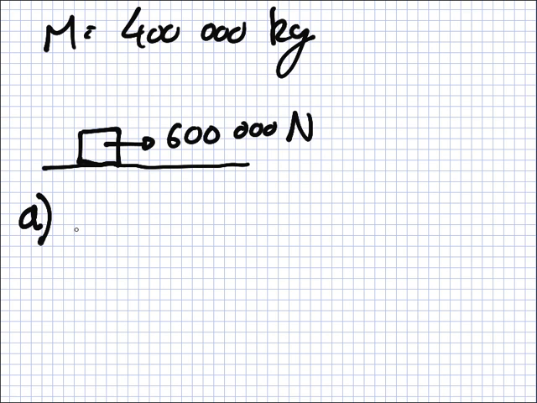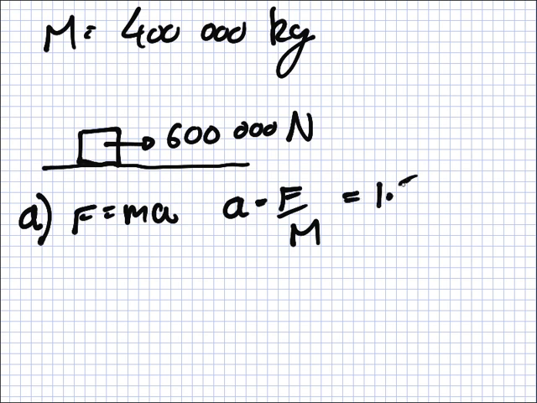So the first part, A, that's easy, isn't it? What formula do we use? F equals ma, correct? So a equals F over m. What's that, 1.5 meters per second squared? Come on guys, are we all awake? Is this right? Yeah.